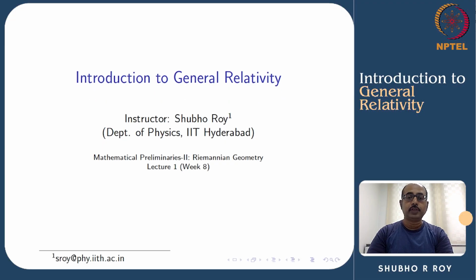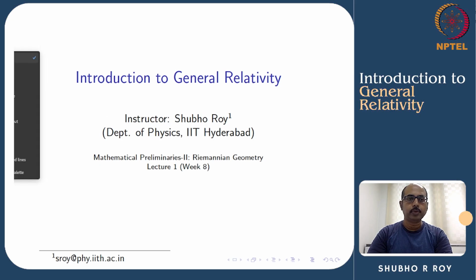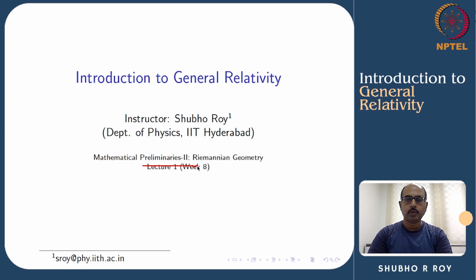Welcome to the first lecture of week 8 of the course Introduction to General Relativity. This part of the course is called Mathematical Preliminaries Part 2. And we focus on learning Riemannian geometry, or the essential tools from Riemannian geometry, concepts such as metric, connection, curvature, geodesic equation, geodesic deviation equations, which are essential for operating in general relativity.